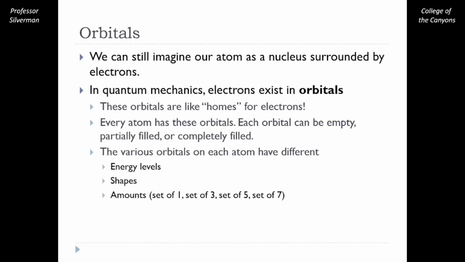Our atoms have lots of these orbitals. These orbital electron homes can be empty, they can be partially filled, they can be completely filled, but every atom has them. Our orbitals have different energy levels, they have different shapes, and they come in different varieties. Some as a set of 1, some as a set of 3, some as a set of 5, and some as a set of 7. Our job is to look at these orbitals and decide for any given atom which orbitals have electrons and how many.